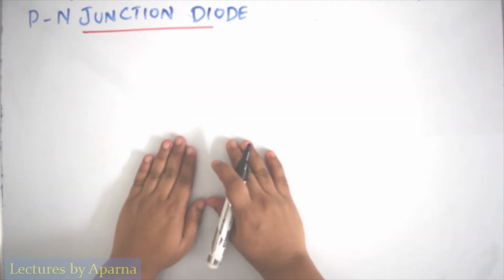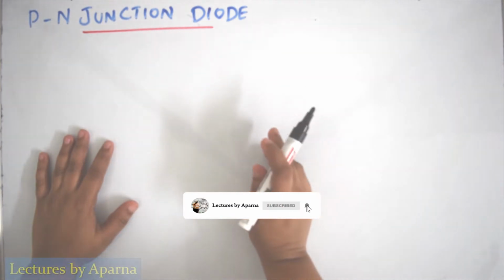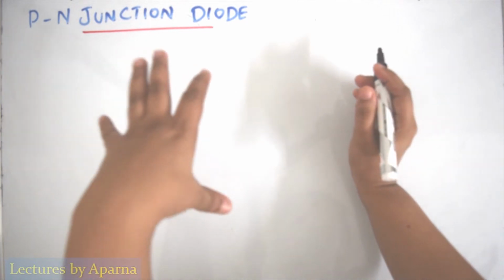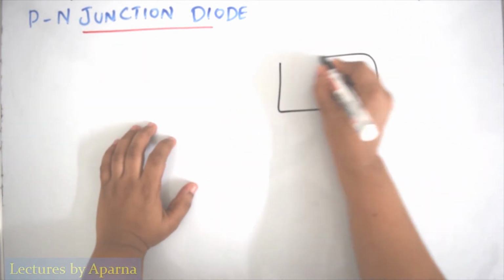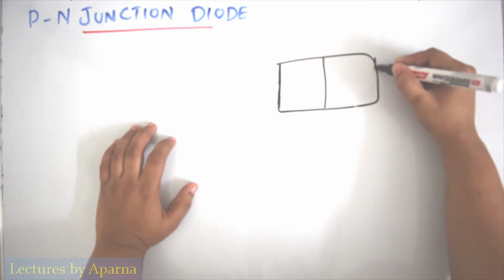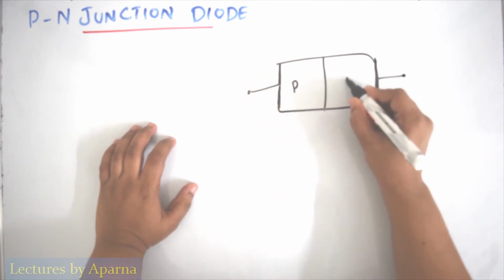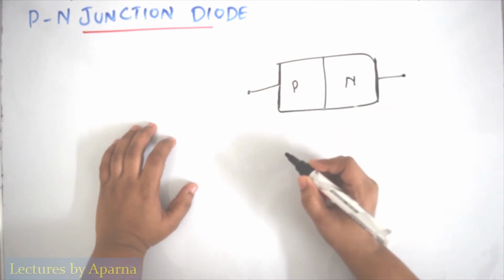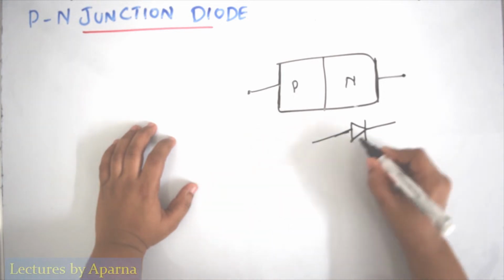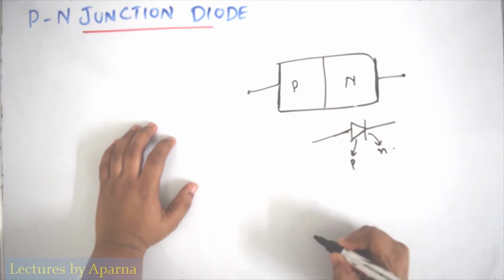Today let's discuss the very basics of electronics, which is the PN Junction Diode. A PN Junction Diode is obtained by connecting metallic terminals across the two ends of a PN junction, and its symbol is like this. This is the P-type region and this is the N-type region.